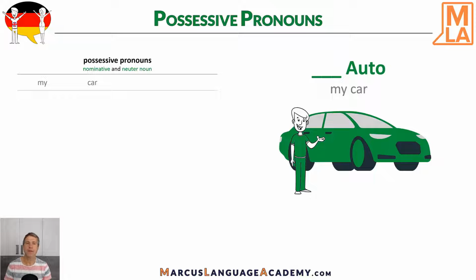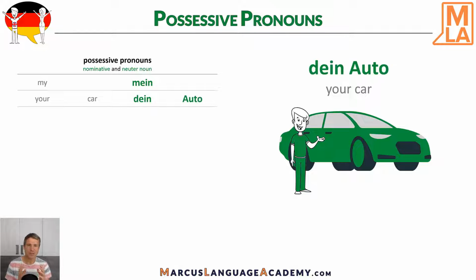First we have my car, and in German you say mein Auto. Next we have your car, and here I'm just talking to one person. So in German you say dein Auto.